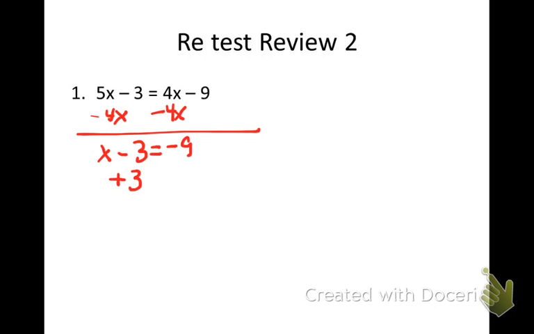So to get rid of this minus 3, I'm going to add 3 to each side. I get x equals, signs are different. I subtract, keep the sign of the bigger number. Negative 6. So that was a fairly basic problem.